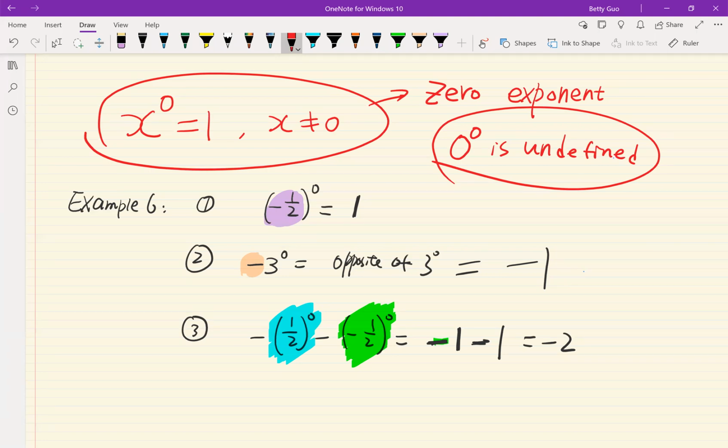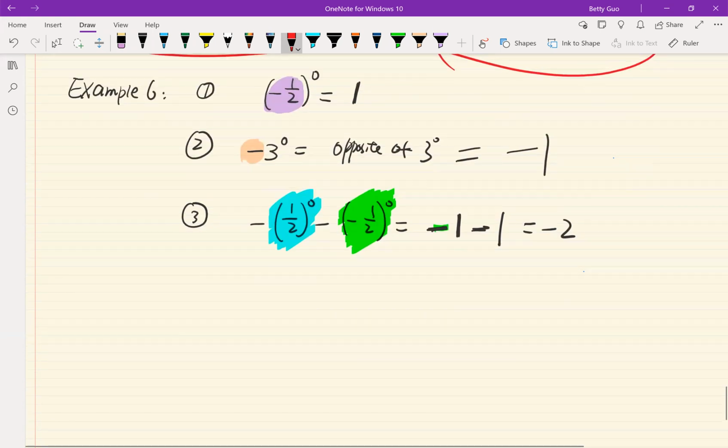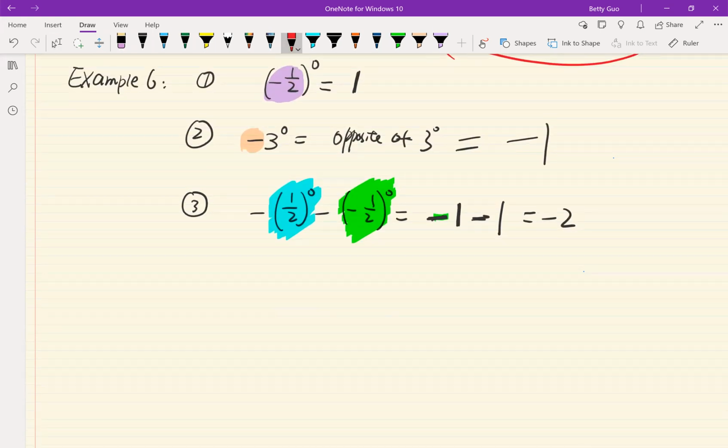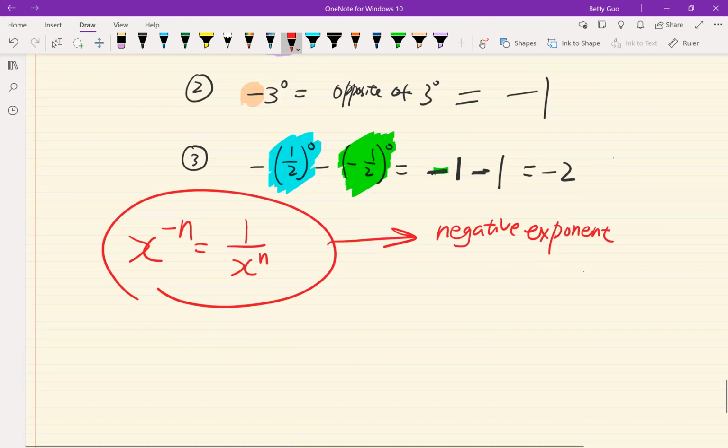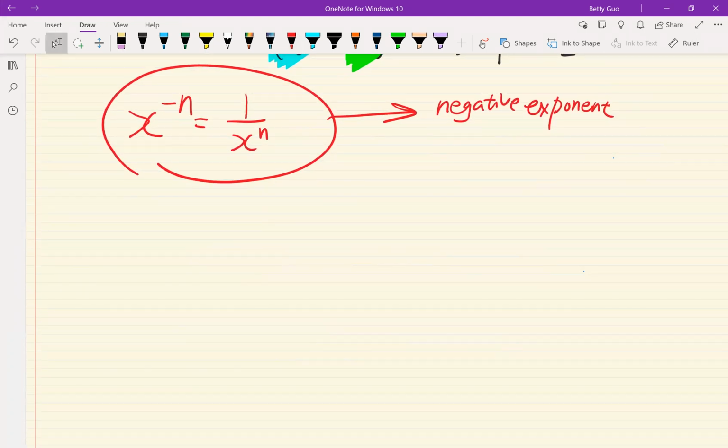Now let's go to number 6. That's the last formula we learned. The formula is called the negative exponent formula. The formula is x to the power of negative n equals 1 over x to the power of n. It's number 6 formula on the board.